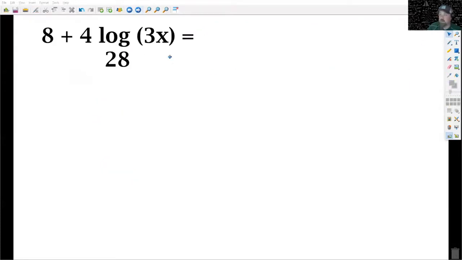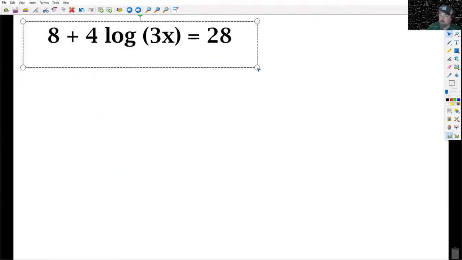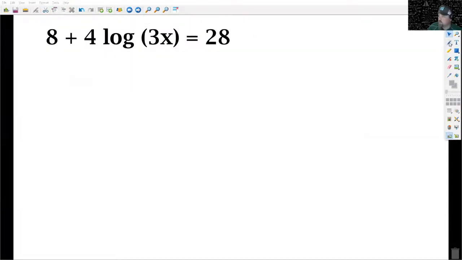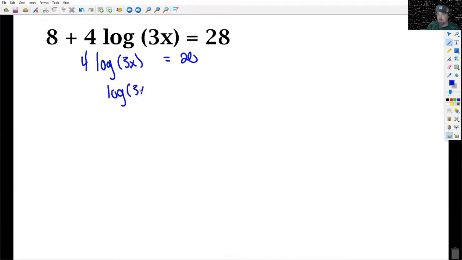Hey, that one didn't space right, but this is very much the same problem we just did on the other slide. Only problem is there's some extra stuff right in here that we need to get rid of. And to get rid of those things, what do we need to do? We need to minus that 8, so it's going to turn into 4 log 3x, and 28 minus 8 is 20. We're going to divide by 4. Log of 3x, that's 5.